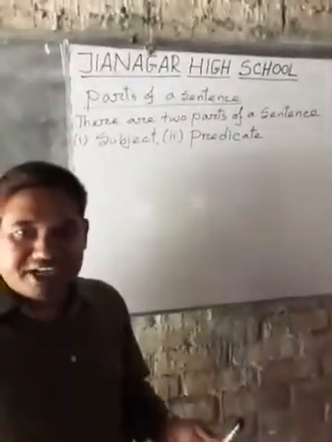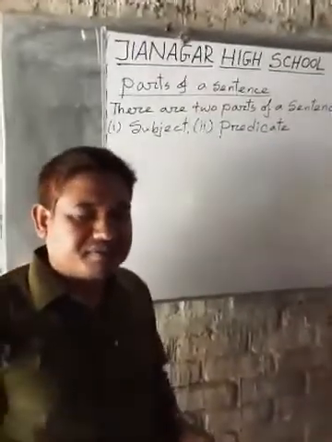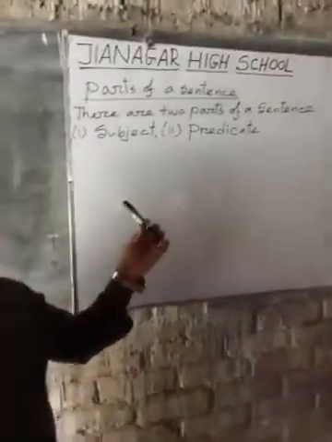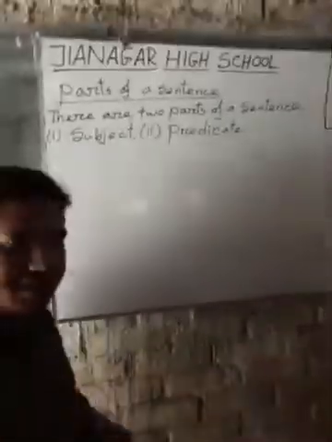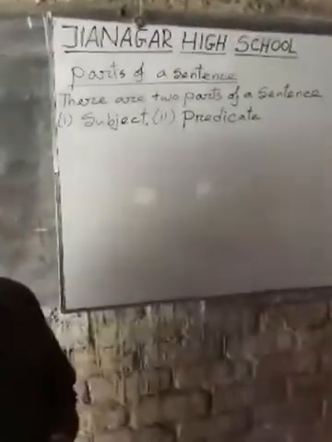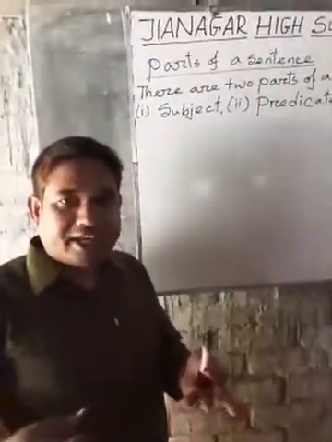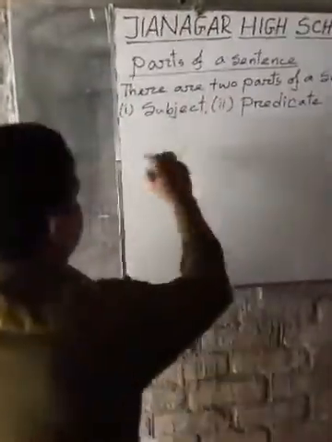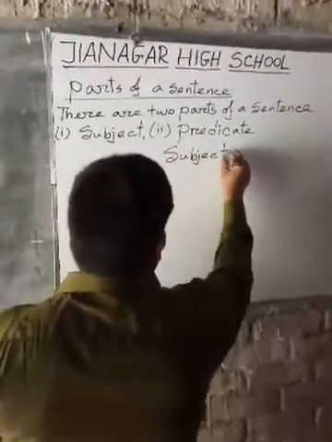Be careful and attentive also, because it is an important class for 7. And write down what I write on the board. At first we have to learn about subject. What is subject? Have you any idea about subject? Okay. It will be more clear when I give the definition of subject and predicate also. Subject. What is subject? Write down subject.